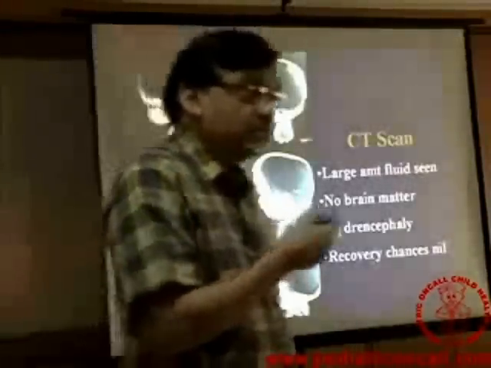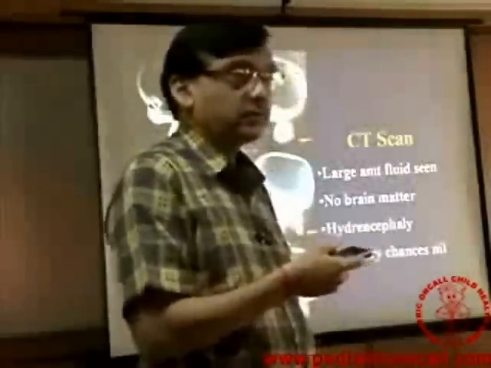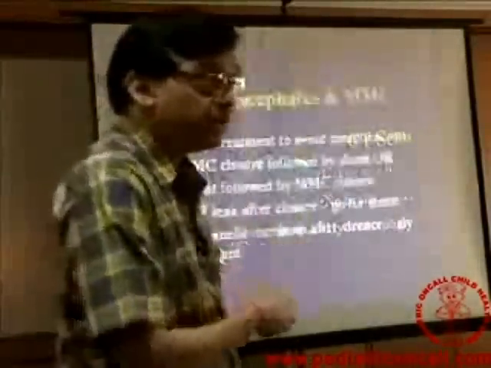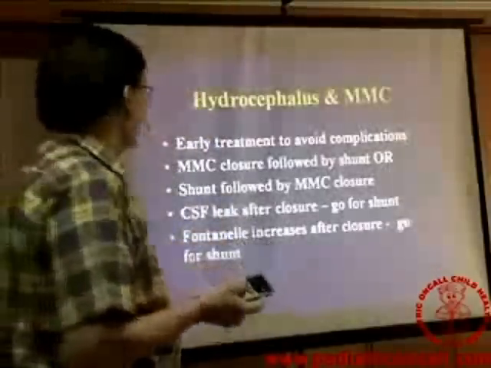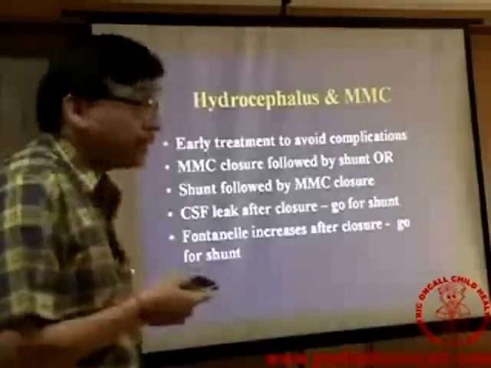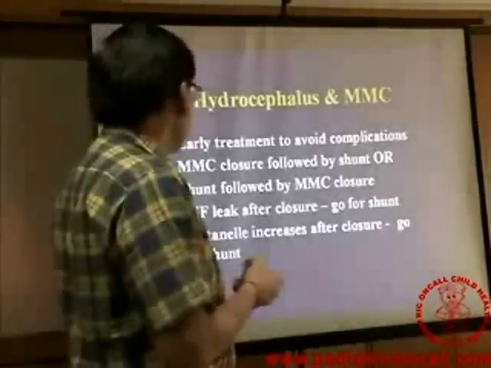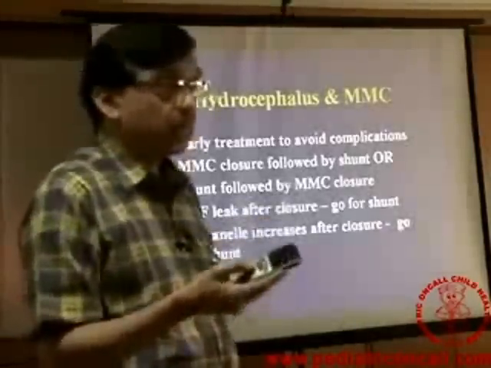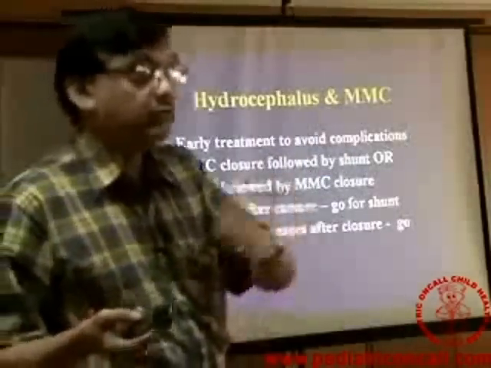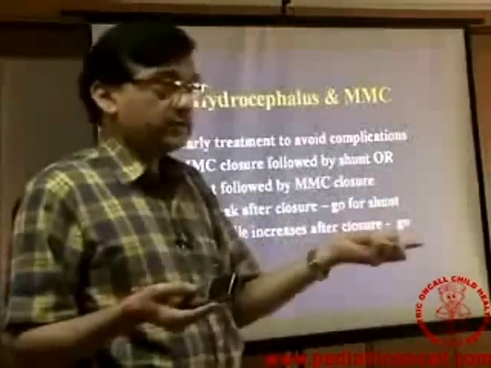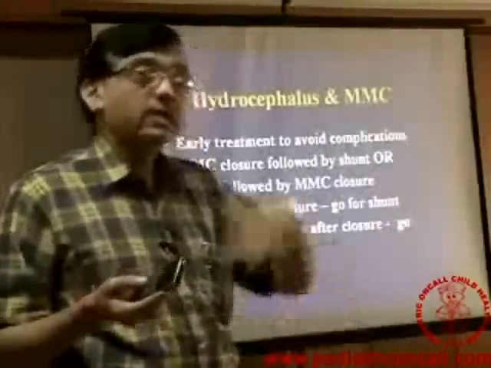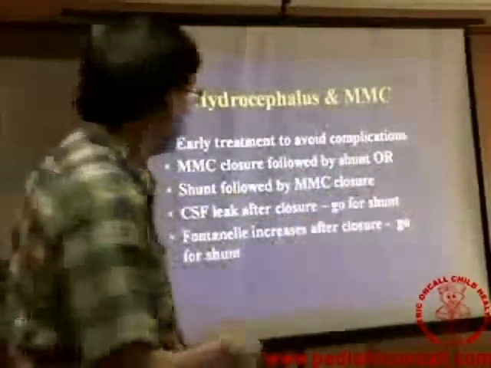So therefore, in these cases, even if we put in a shunt postnatally, I doubt whether the brain parenchyma is going to increase or the functioning is going to be better. With hydrocephalus, early treatment is important. Meningomyelocele closure may be followed by a shunt, or if there is already a hydrocephalus with meningomyelocele, then we usually do the shunt first, decrease the hydrocephalus pressure as well as the pressure in the meningomyelocele, and then go in for a closure of the meningomyelocele.